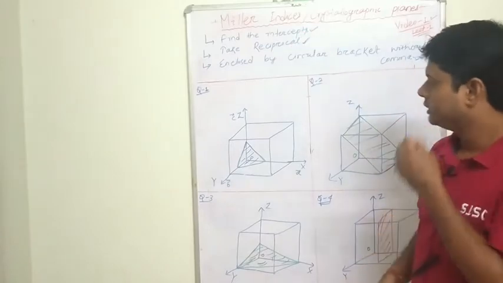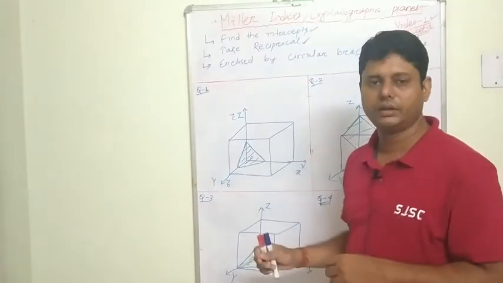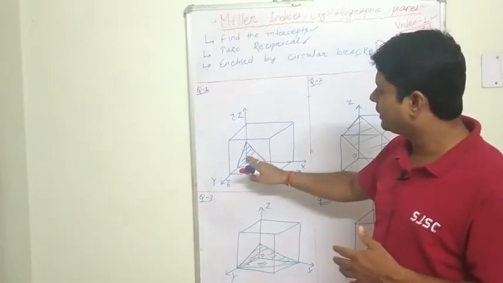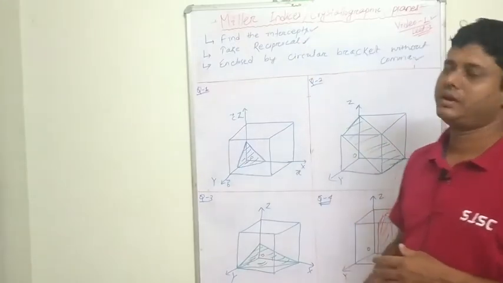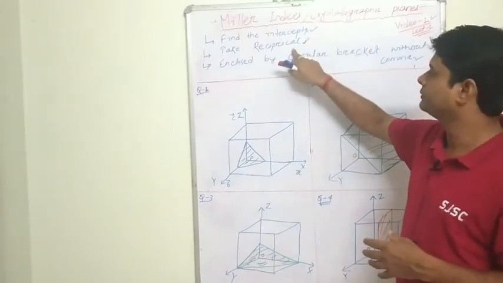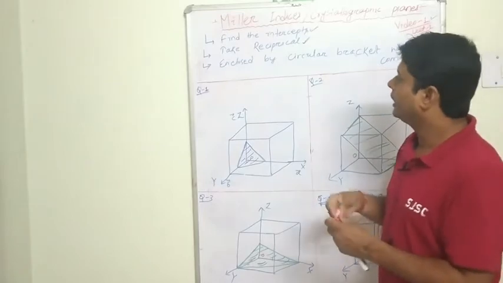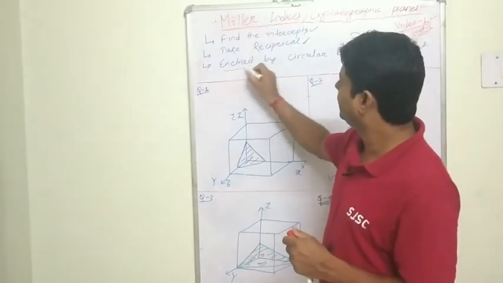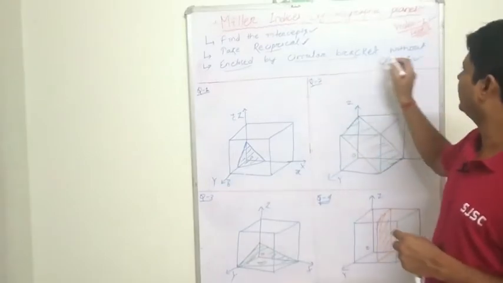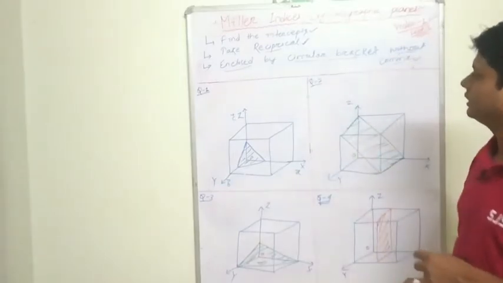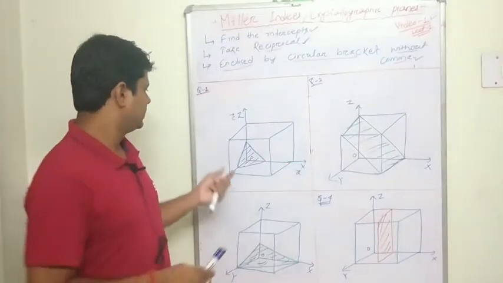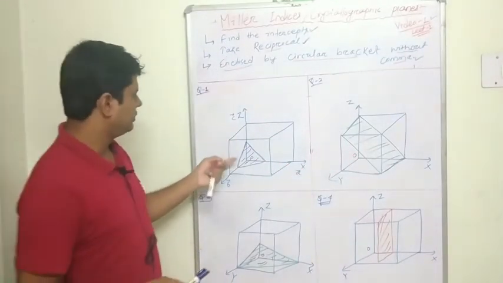Here I have just discussed that if we have a plane, then first we have to find out the intercepts, that means where the plane cuts the axes, and then we have to take the reciprocal of the intercepts. Then we have to enclose the reciprocals in circular brackets without any commas. Okay, so first we do the first question.